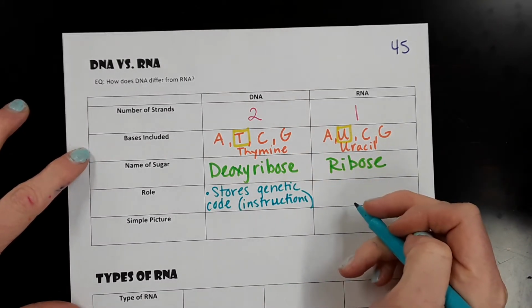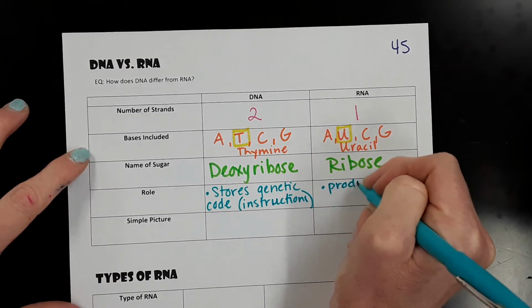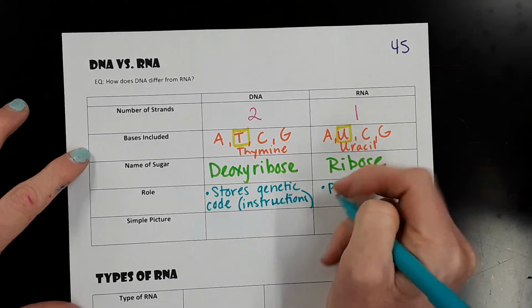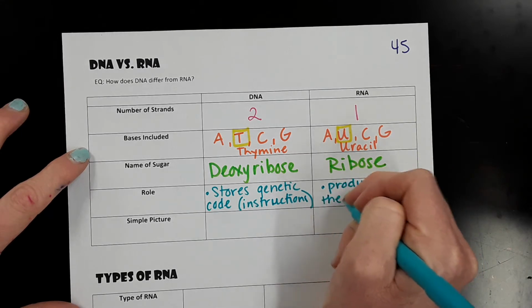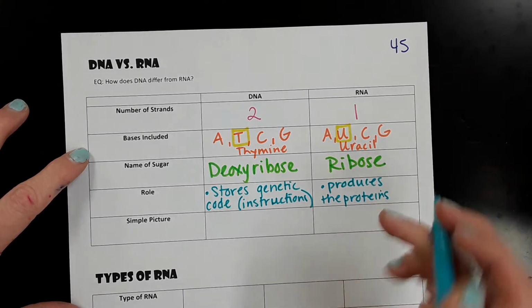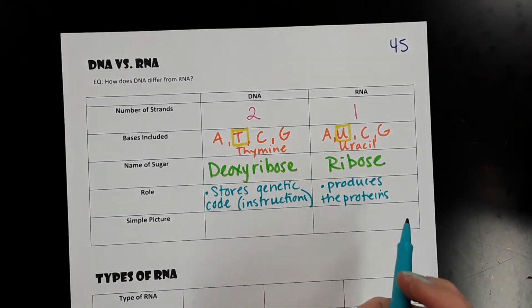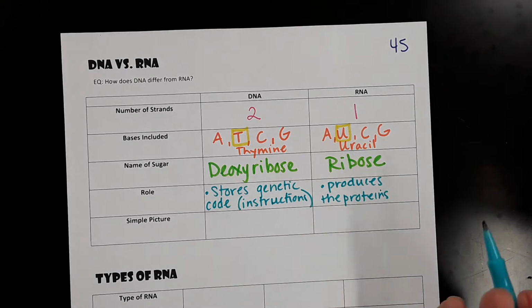And what the RNA does is it actually produces the proteins. And you guys can kind of think of it like DNA would be the recipe to make the cake, and RNA would be the process and actually building the cake. Okay, so the actual following through of the cake building.